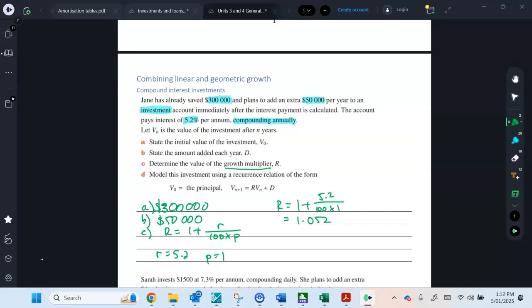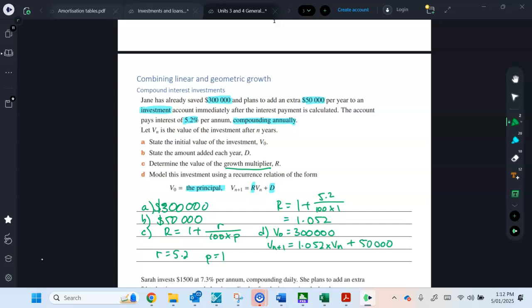Model this investment using the recurrence relation. Remember your recurrence relation, the only thing that changes is the principal, your value of R, and your value of D. So we've got V0 is equal to 300,000. And then Vn plus 1 is equal to R, which we calculated in the previous question, times Vn, you don't have to put the times in, but I'm just going to do it, plus your repayments, so 50,000.